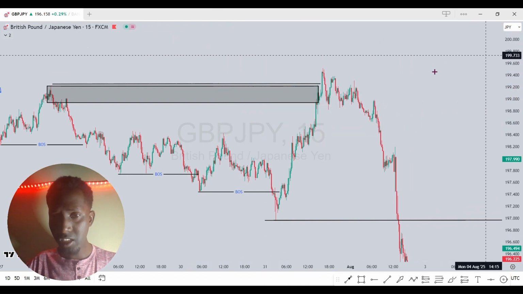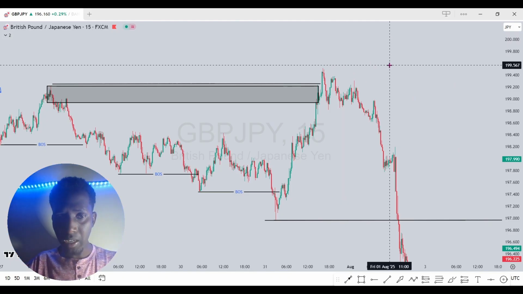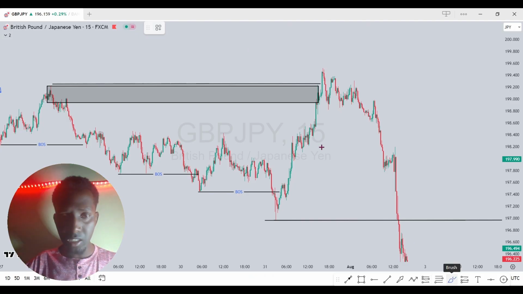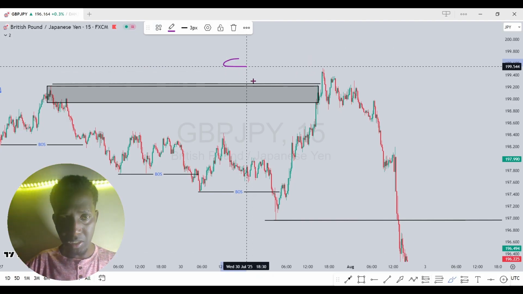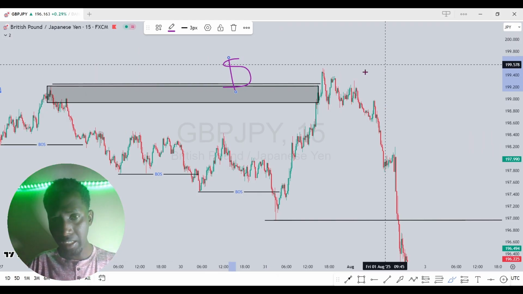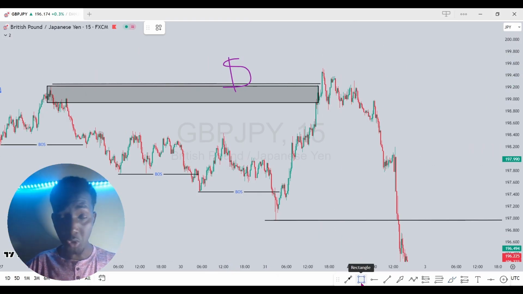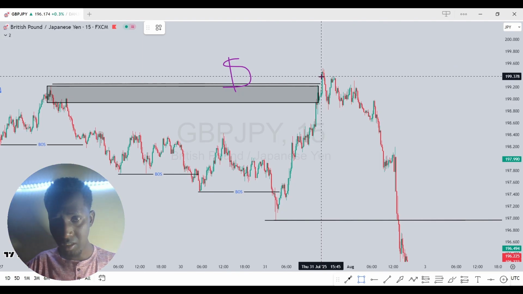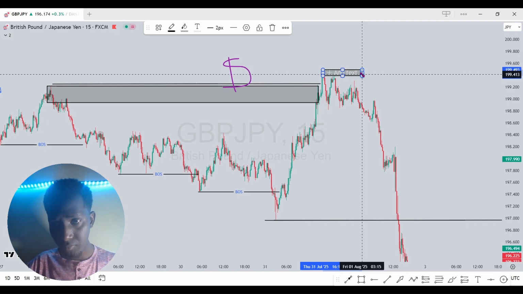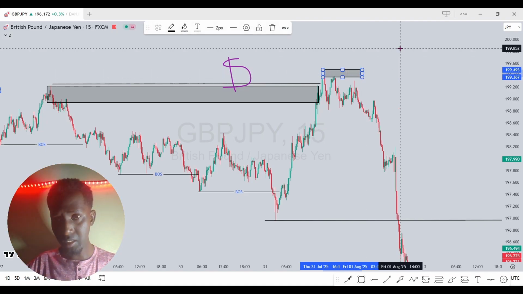Step number 3, we have already moved to the 5 minutes time frame, and we have already confirmed that there's liquidity here. Price has already grabbed liquidity above this equal high. And then we need to mark our zone. In 5 minutes, as you see, this is our zone. This is how we marked our zone, as you can see here. Exactly, this is our zone.